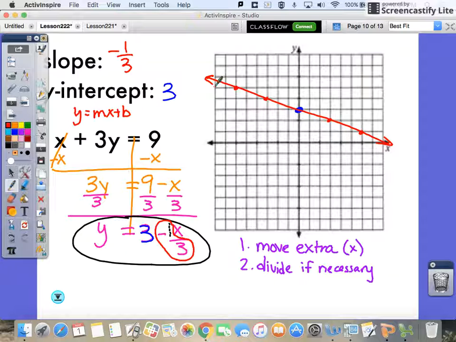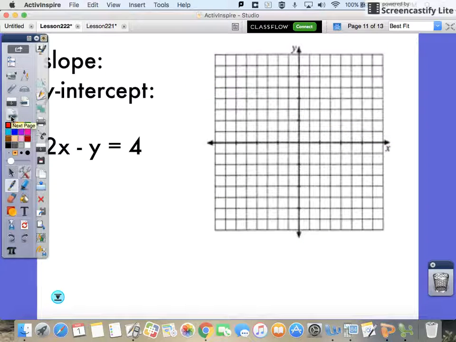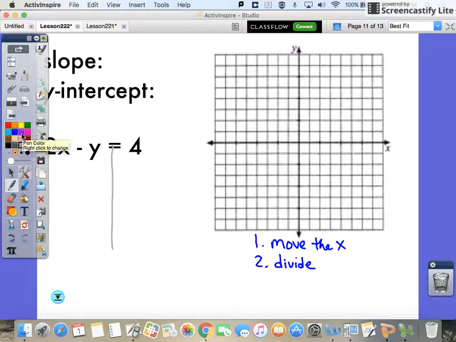Okay? So the next one. First thing I do is move the x, just get y by itself. And then second, divide if needed. There's a more efficient way to do this, but if you want to follow the same steps, it might be easier for you to just do what I do.